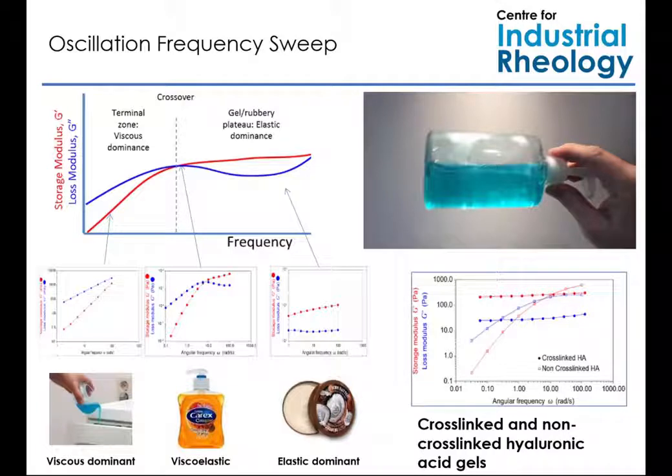And when we look at an oscillatory frequency sweep, we're interested in which plot line for the moduli is higher than the other and whether a crossover occurs. If the test data resembles this plot in the bottom left, where the loss modulus is consistently higher than the storage modulus over long to short timescales of deformation, viscous flow behavior is dominant.